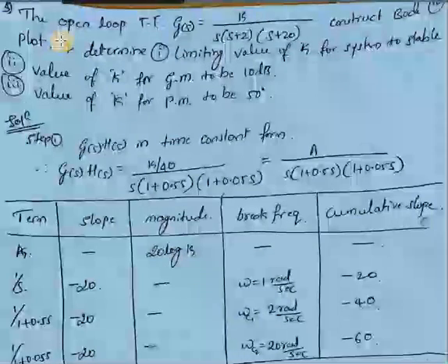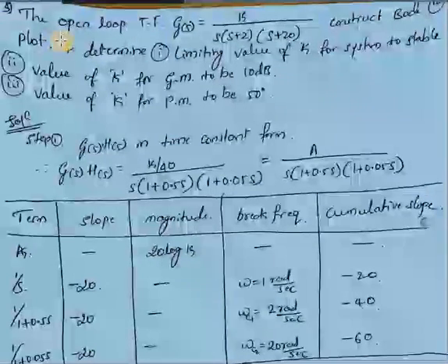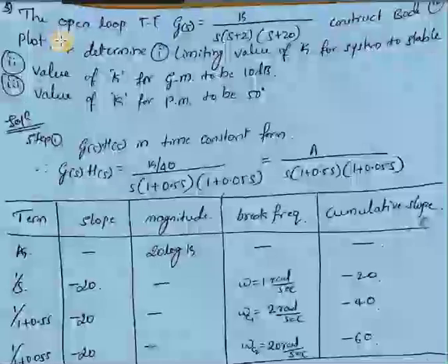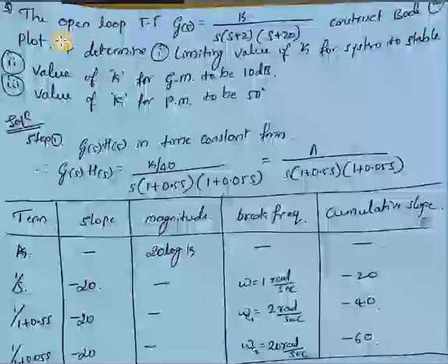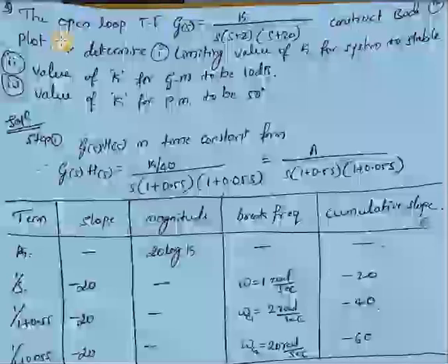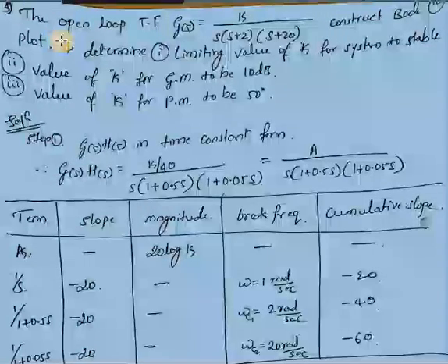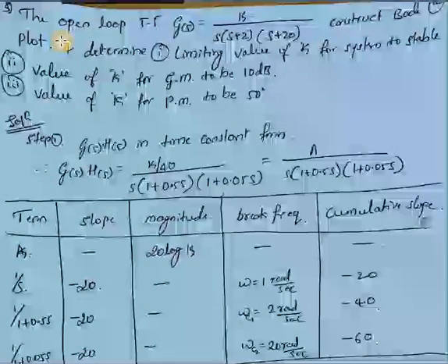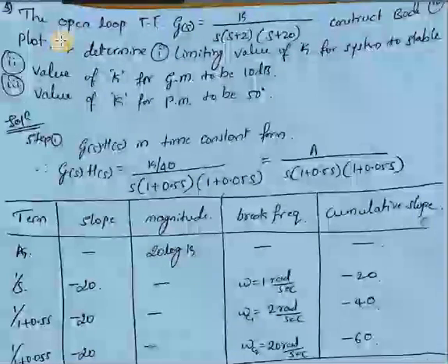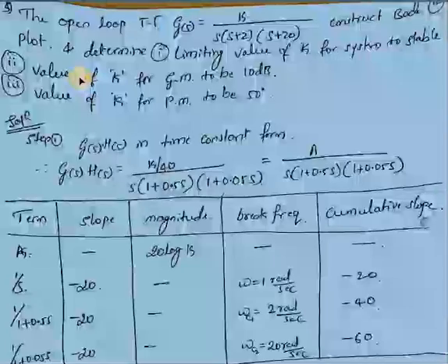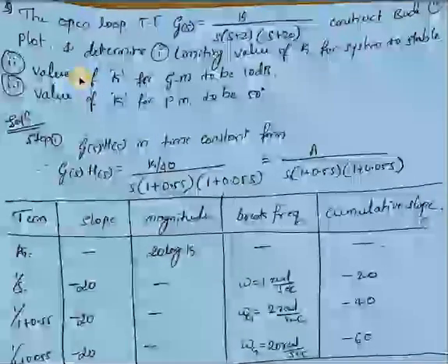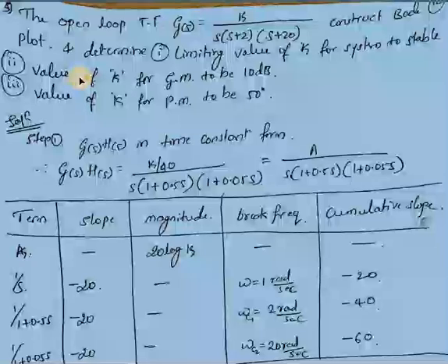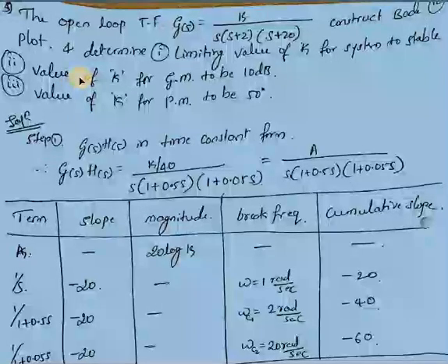We'll continue with the problems on Bode plot. The statement is: the open loop transfer function G(s) equals K divided by s into (s plus 2) into (s plus 20). Construct the Bode plot and determine, first, the limiting value of K for the system to be stable. Second, the value of K for gain margin to be 10 dB, and the value of K for phase margin to be 50 degree.